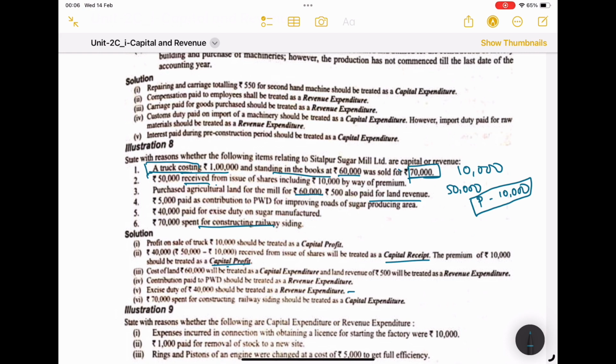So income tax, as a commerce student, income tax is very very important, career wise, and even for your personal life. So don't take income tax as an easy thing.